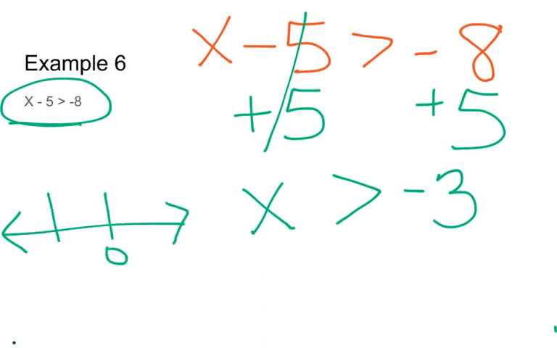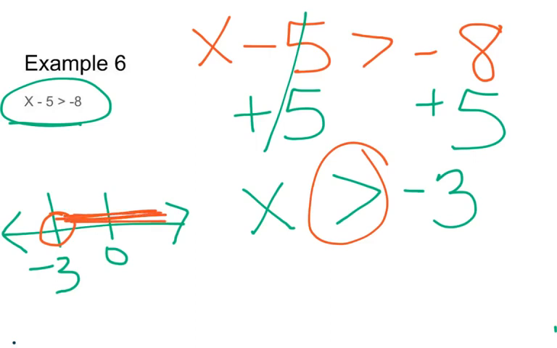So I will have negative 3 on this side, not equal to, so we have an open circle. Every value to the right of negative 3 will make the inequality true.